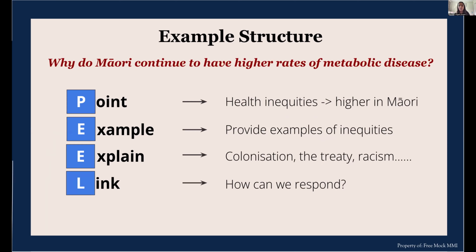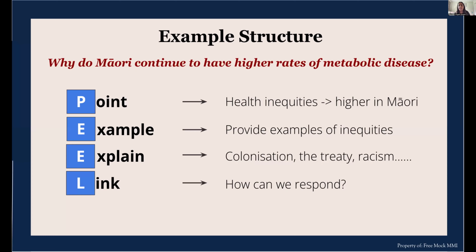So Maori have poorer health outcomes for metabolic diseases compared to non-Maori. That would be your point. And then, for example, we can explain some of the reasons these inequities exist. So some barriers to accessing healthcare, maybe there's a lack of culturally appropriate care. So in which ways are our health services not equal for Maori and non-Maori?